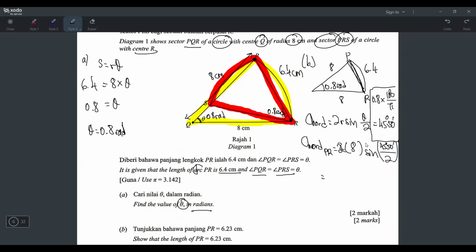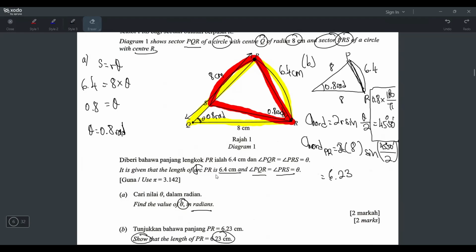Okay, my calculator gives me 6.23027. Okay, you don't have to write so many, just write 4 significant figures is enough. So if I write 4 significant figures, it will be 6.2302. So it's 0 cm. The 0 I have to write, because if you want to write 4 significant figures, the 0 counts as a significant figure. Okay, the question says show that the length of PR is 6.23. Show means what? It means this is the answer and you want to show the working, right? And I think I already showed it. Yeah, this answer is the same as this, right? 6.23.